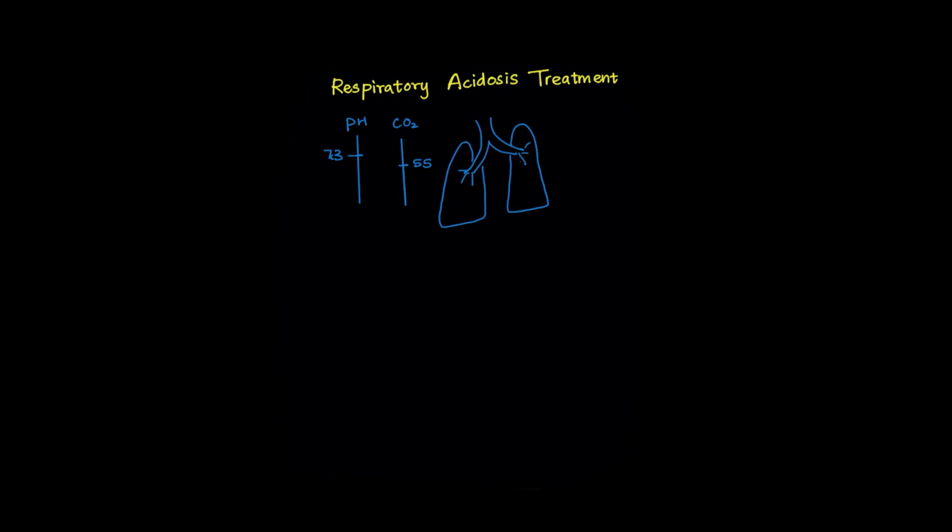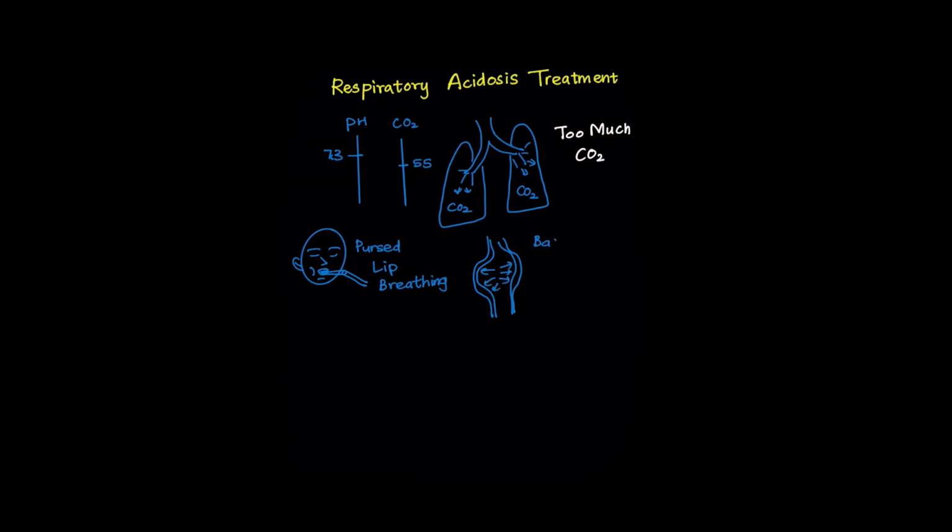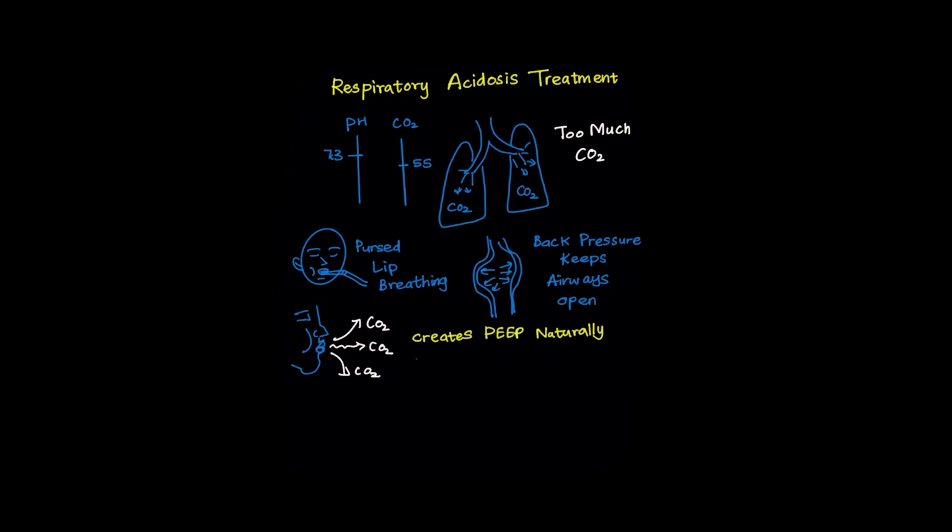Pursed lip breathing is the most effective intervention for respiratory acidosis with CO2 retention. When pH is 7.3 and PaCO2 is 55, the patient has too much carbon dioxide, causing dangerous acidosis. Pursed lip breathing works by creating positive end expiratory pressure, like breathing out through a straw. This back pressure keeps small airways open longer during exhalation, allowing more CO2 to escape with each breath. It's a technique patients can do immediately without equipment.